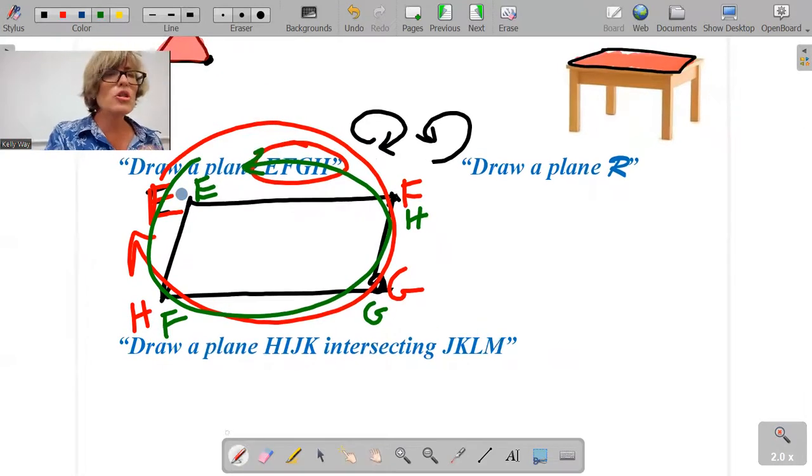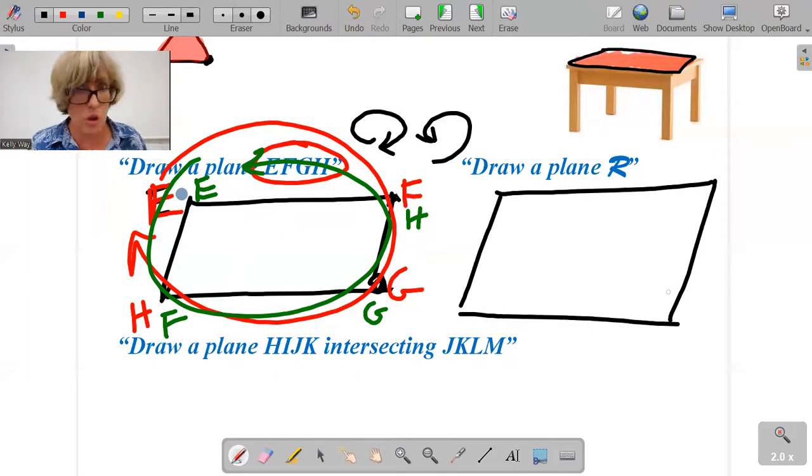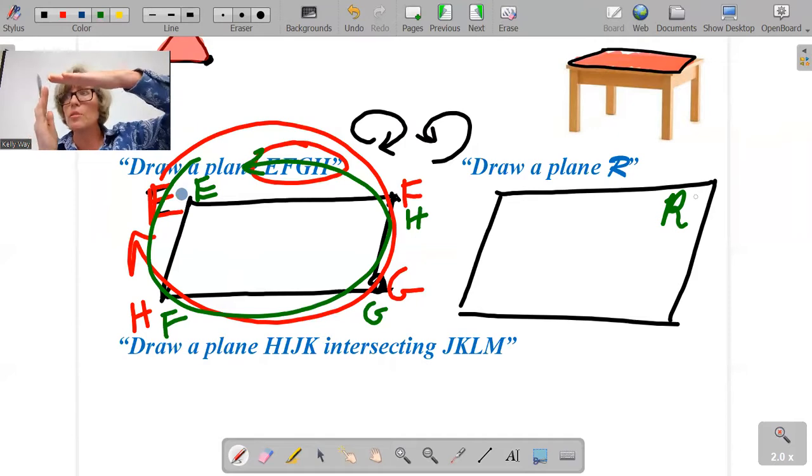Now, I could also name a plane by a single capital cursive letter. It's cursive or italics, in the upper right-hand corner, so it's not mixed up with a point. I could name this entire plane R or T or F, a single letter, but it has to be cursive and it has to be specifically in the upper right-hand corner.